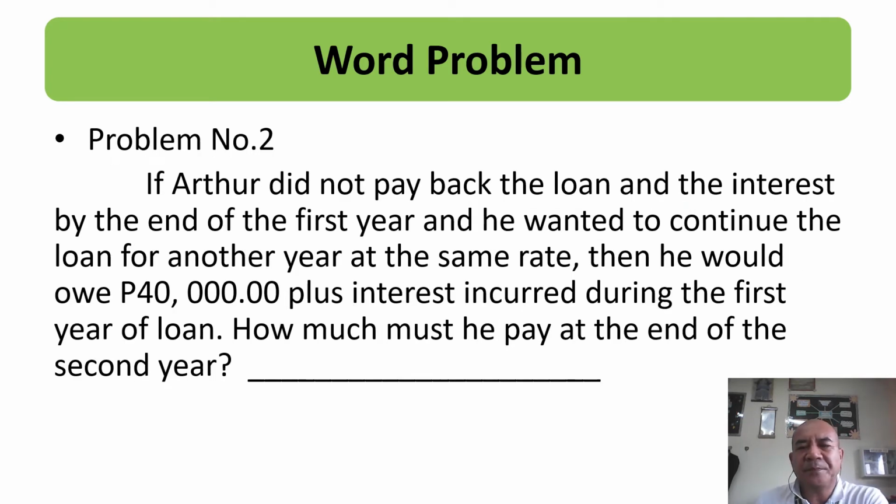Next problem. And anyway, you can pause for a while and then solve for it. Problem number 2. If Arthur did not pay back the loan and the interest by the end of the first year, and he wanted to continue the loan for another year at the same rate, then he would owe 40,000 pesos plus interest incurred during the first year of loan. How much must he pay at the end of the second year? Okay, so you're going to answer this one.